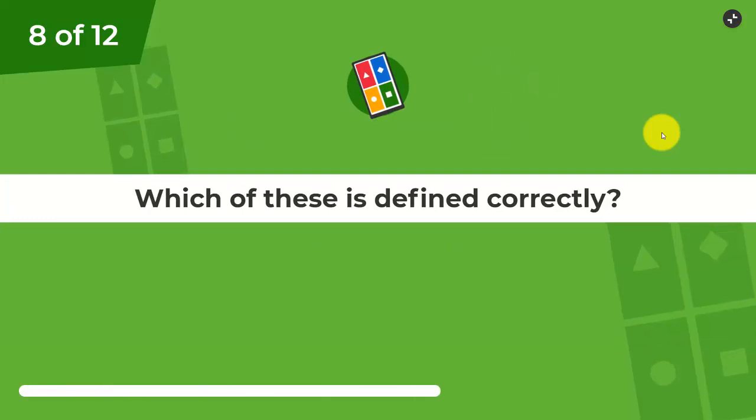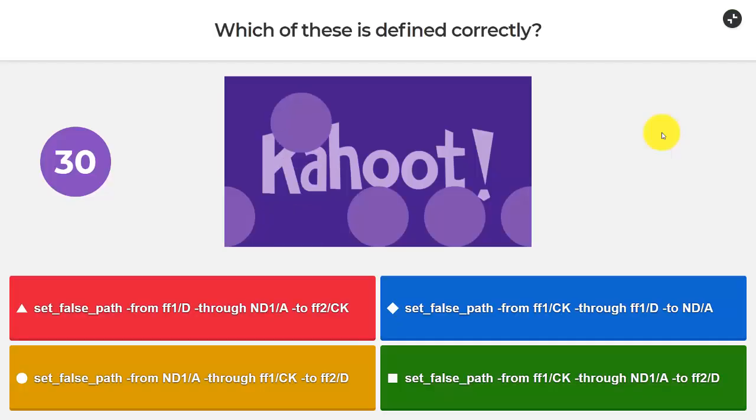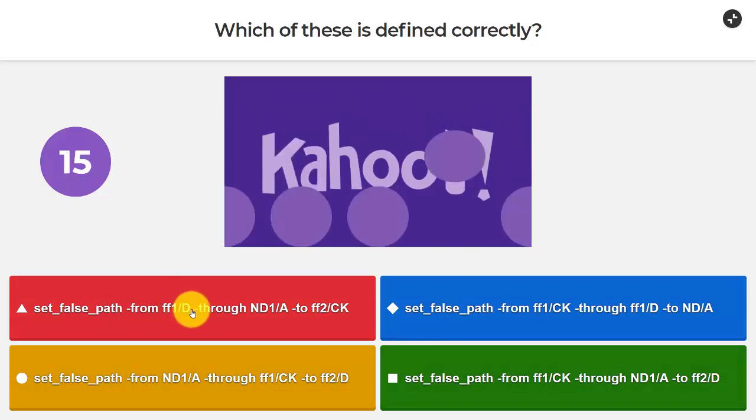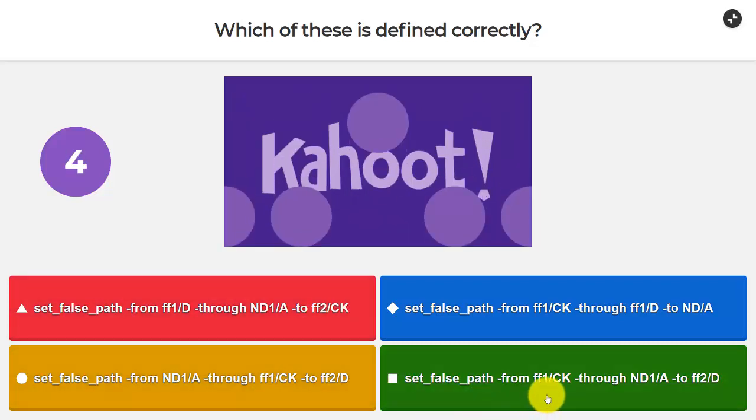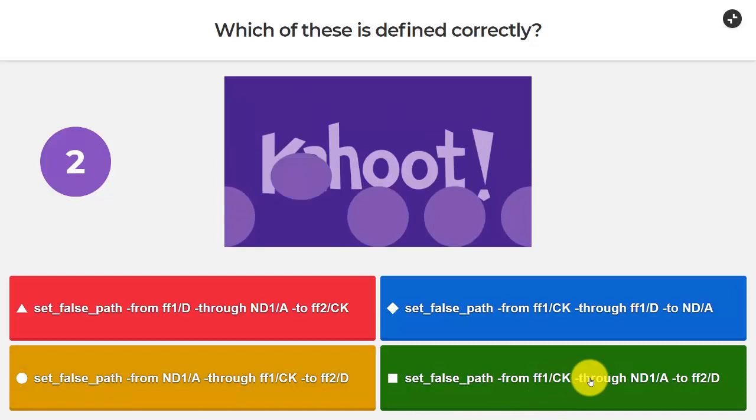Question number 8, which of these is defined correctly? Okay, set false path minus from FF1D minus through ND1A minus to FF2 clock, and then different variants of those types of things. So assuming that FF1 is a flip-flop, do we do from the D port? Assuming ND1 is a NAND, A would be an input port. Do we do through an input pin and to clock port? Let's see. What I think we're going to do here is I think we're going to do this one.